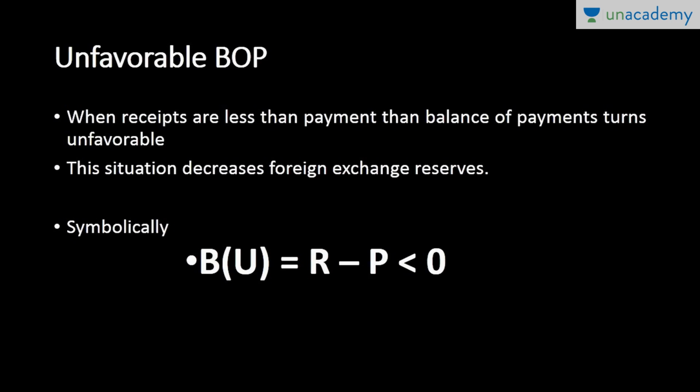Then comes unfavorable balance of payment. It is exactly the opposite of the favorable balance of payment. When receipts are less and payments are more, meaning we are paying more but receiving less, the balance of payment will shift towards the negative side, and the difference between receipts and payments will be less than 0. That balance of payment is known as unfavorable balance of payment.